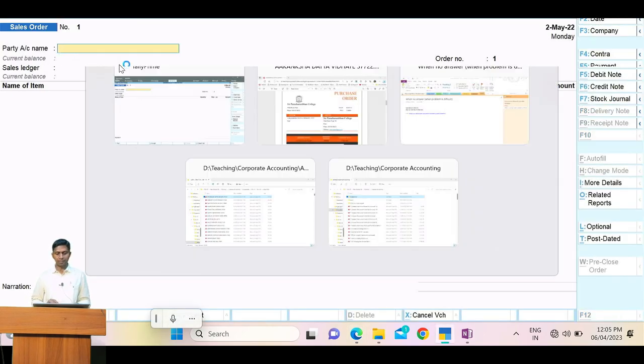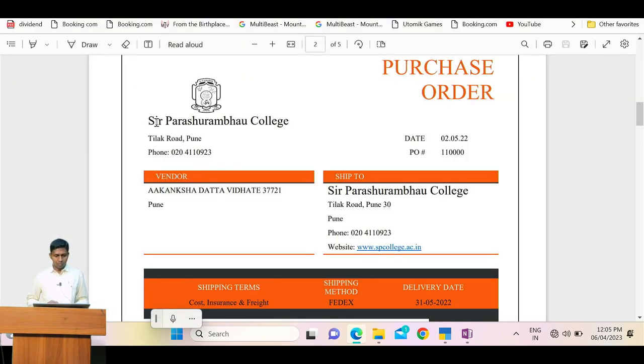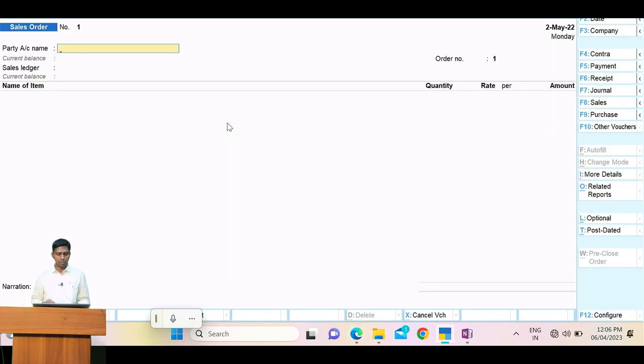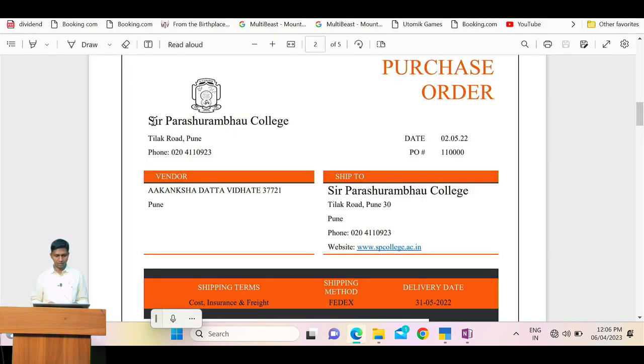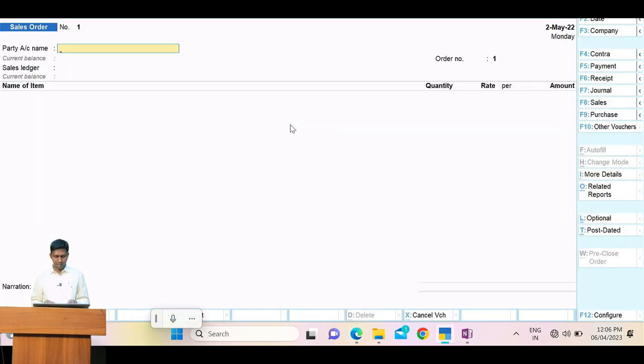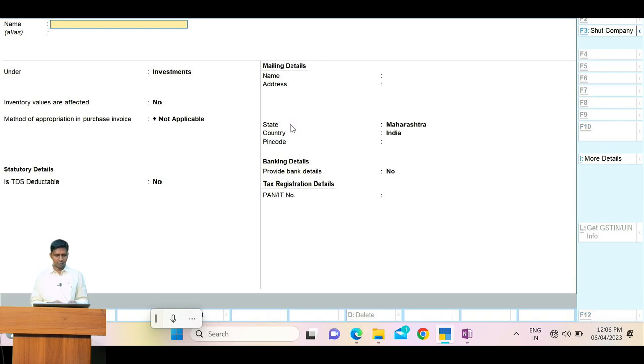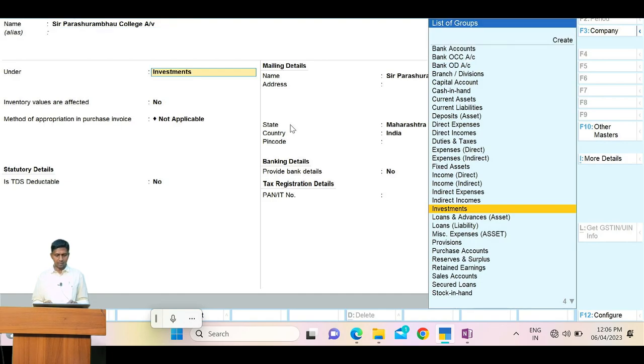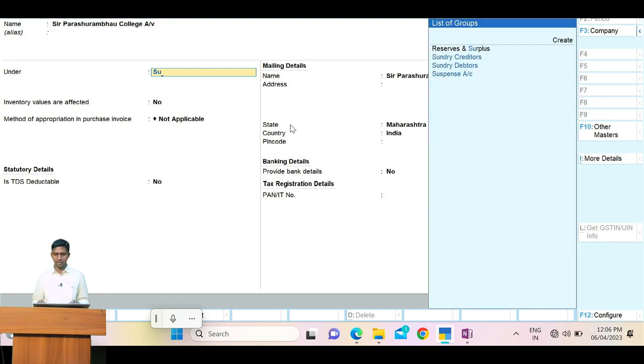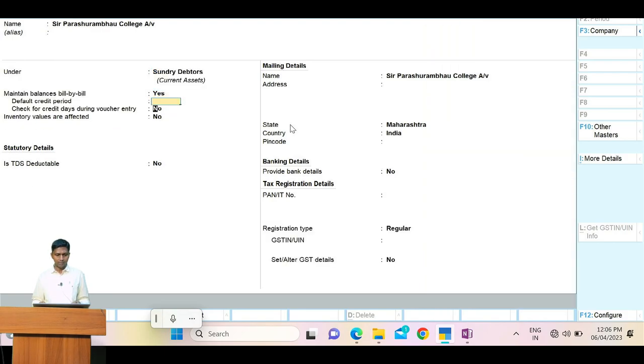What here? Party name. To whom are you giving goods? Your party. That means for whom you want to sell OMR sheets. To SP College you want to sell the OMR sheets. Then SP College account. Create SP College account in your books. That is not there, you know. Therefore create. Alt C and then Ctrl V, SP College account. And then you want to sell to SP. Therefore sundry debtors. And then inventory, yes, other things, bill by bill and all.